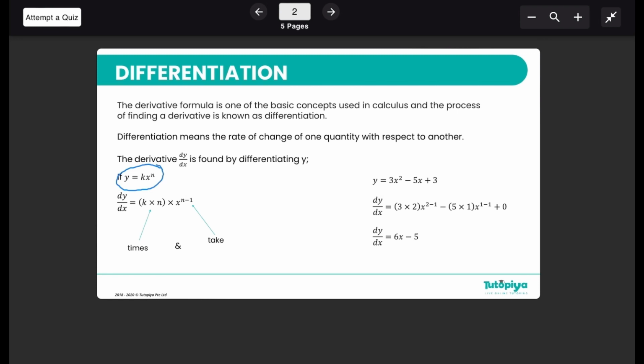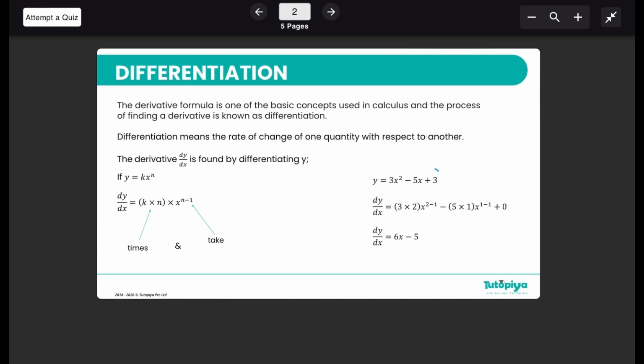Well, the general rule is this: if y equals kx to the power of n, then dy by dx, that is the derivative, can be calculated by multiplying this power to the front. So it becomes k times n. And what you then do is you take the x to the power of n and you subtract 1 from the power. Okay? So that is basically how differentiation works.